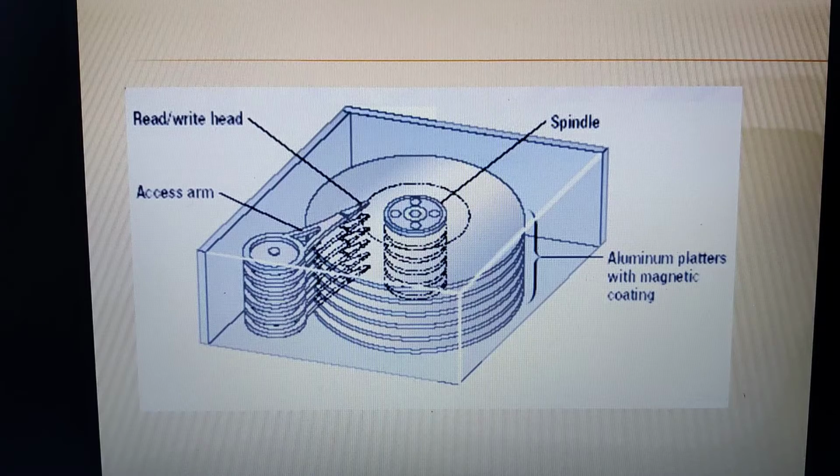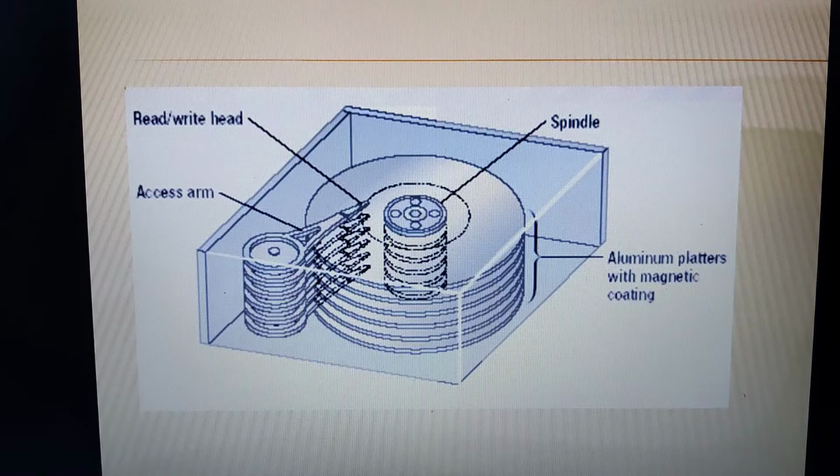In order to perform the read or the write, we have to use the read head or the write head. Both these heads are combined into a single unit called the head unit. So there may be more than one read or write head. I hope you are understanding the basic concept of the hard disk.